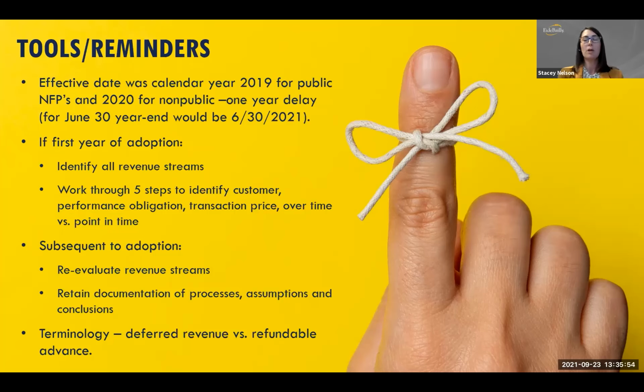One other thing I did want to point out relates to terminology. We'll frequently hear the terms deferred revenue and refundable advance. And when would it be appropriate to use both? When we think about deferred revenues, this is generally going to be in relation to your exchange revenues. So this would be maybe amounts that you've received in advance for membership dues. If your membership dues don't necessarily coincide with your year end, you would have a liability at year end, and that would be reported as deferred revenues.